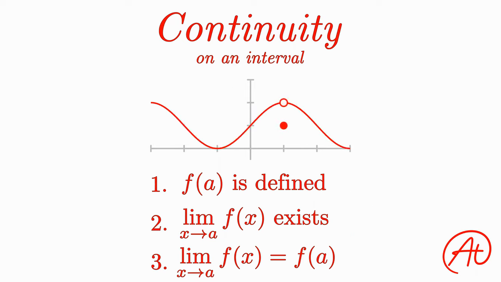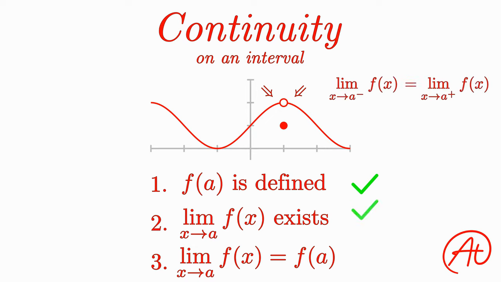Now for this example, once again f of a is defined where the hole in the function is, so we pass the first rule. This time, the limit as x approaches a from the left is here, and the limit as x approaches a from the right is that same value, so the overall limit does exist. However, for this function, the overall value for the limit does not equal the value of f of a at that point, so this violates the third rule and makes the function discontinuous.